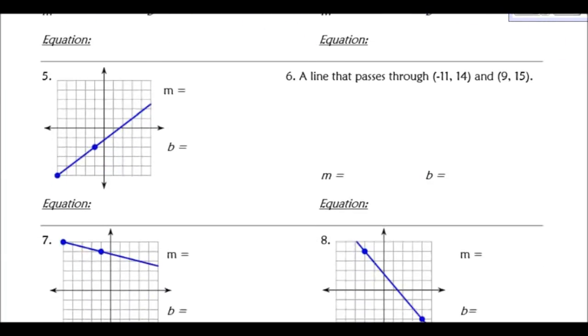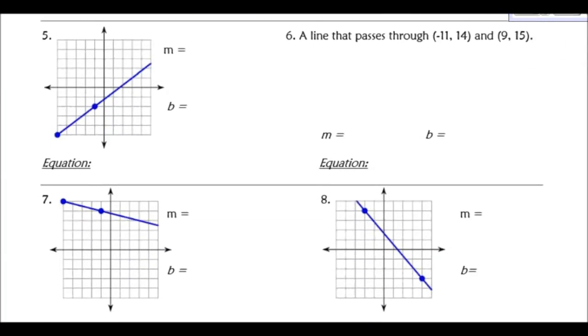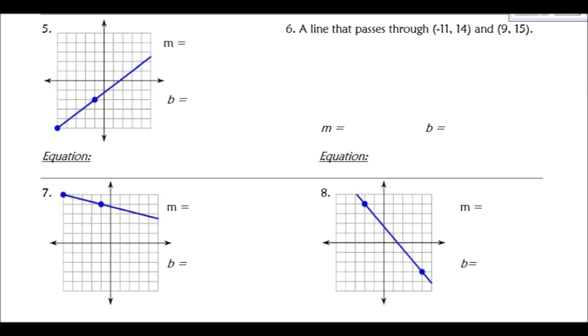I do want to go over 2 from a graph. So I'm going to go over numbers 5 and 6. And this is probably the clearest way I have to see that I'm not going to be able to just look at the graph and figure out my b. But I can look at the graph and figure out my m.